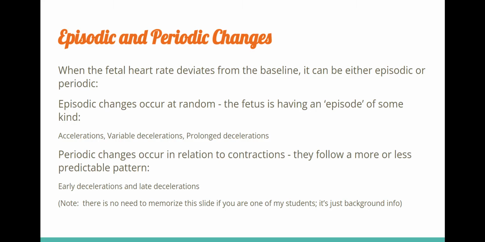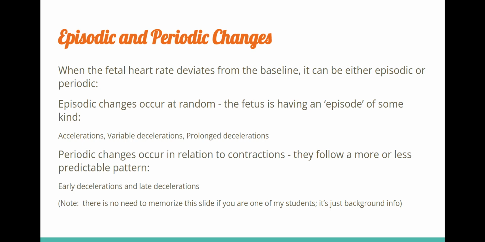Hey, friends, we're going to talk about what happens when the fetal heart rate deviates from the baseline. So these are your episodic and periodic changes. I am not testing on the terms episodic and periodic changes, but I just want you to understand them conceptually. Episodic changes occur at random. So you could say the fetus is having an episode of some kind.